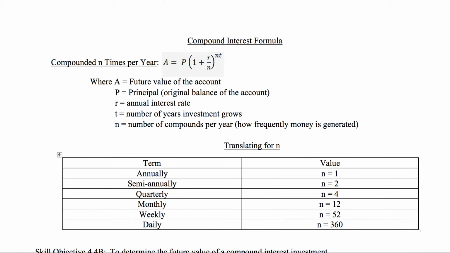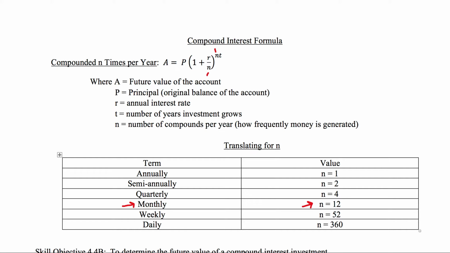The N, which is new in this formula, appears in two places. The N is the number of times that the interest compounds each year. So if you look at the chart underneath, you'll see that if the problem asks you, for example, to calculate interest that is compounded monthly, you are going to enter 12 for the N value. The reason is that there are 12 months in a year.